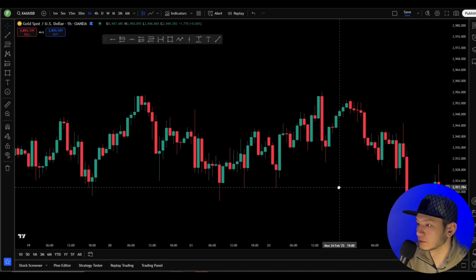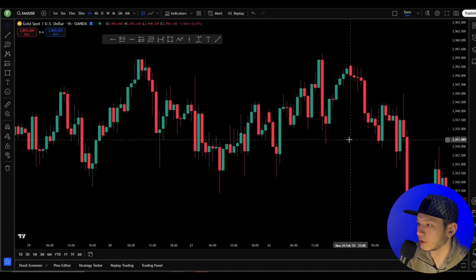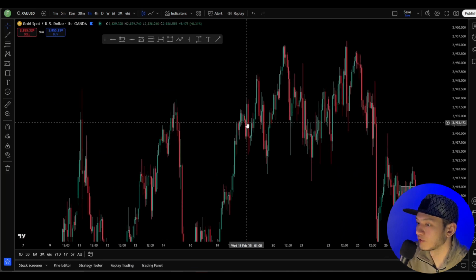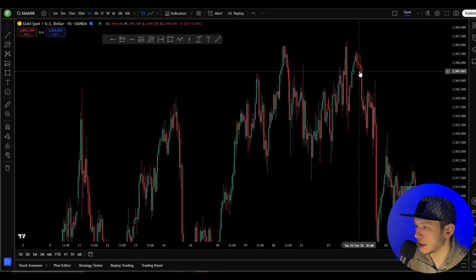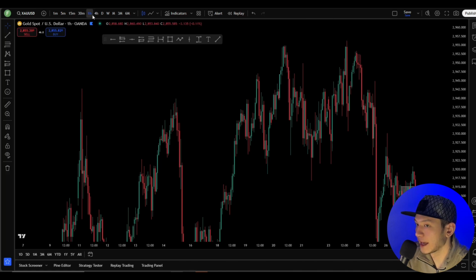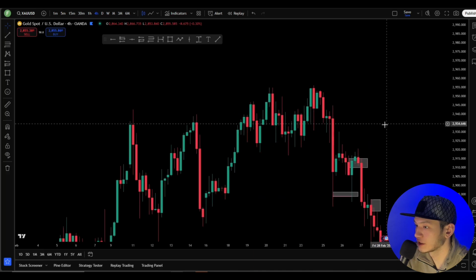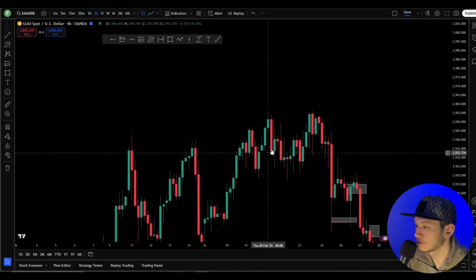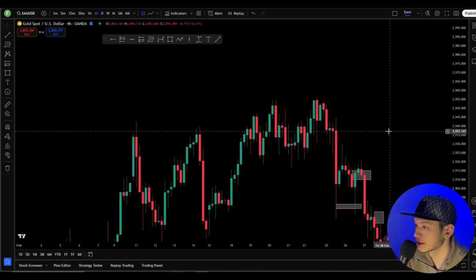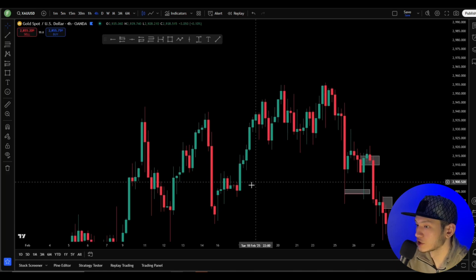Pay attention right here. We've got massive consolidation over here. Okay, and one of the most important parts, when you've got such a massive consolidation, you have to identify your external structures from higher time frame.